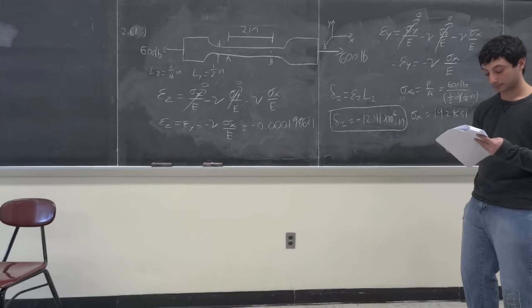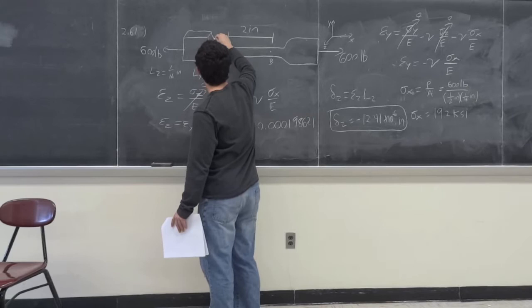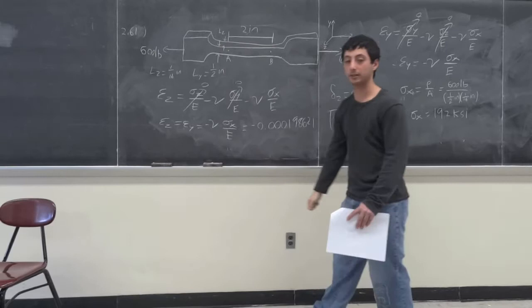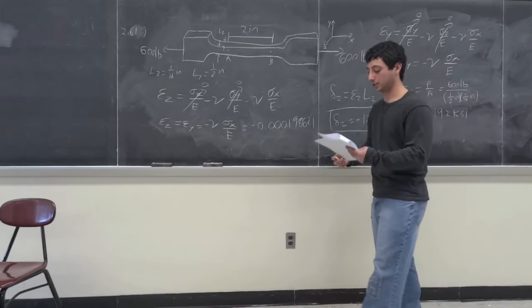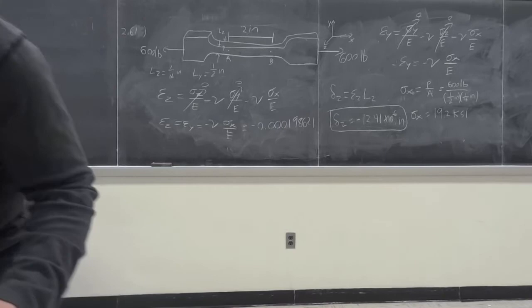What's LZ? Oh, LZ is a thickness. So you could imagine this is like actually like this. LZ is this distance from here to here. Okay. This LZ, so it's the thickness of this member. Any other questions? All right, so we want the change in length now. Okay. Notice I'm supposed to put a negative here. Thanks. All right.